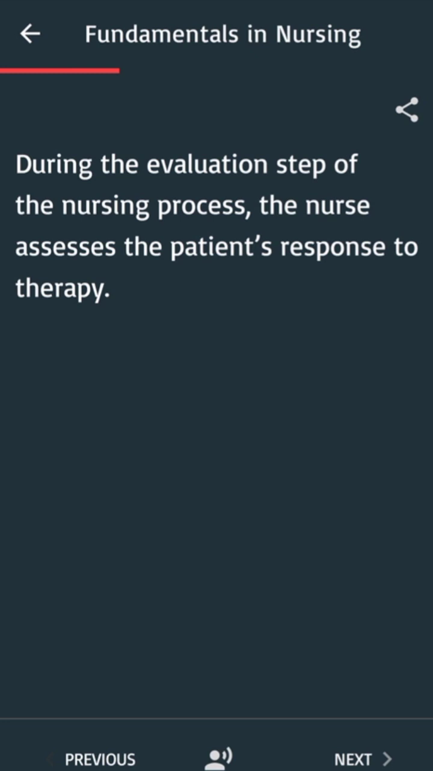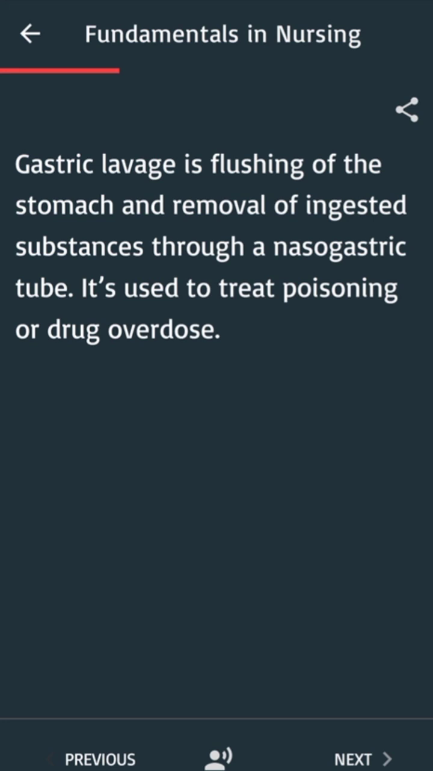During the evaluation step of the nursing process, the nurse assesses the patient's response to therapy. Gastric lavage is flushing of the stomach and removal of ingested substances through a nasogastric tube. It's used to treat poisoning or drug overdose.